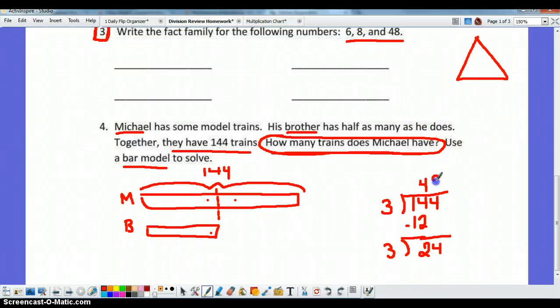So I put my 8 up here. When I multiply, I'm multiplying 8 times 3. I'm getting 24. And I subtract. I get 0. There's nothing left to bring down, so my answer is 48.